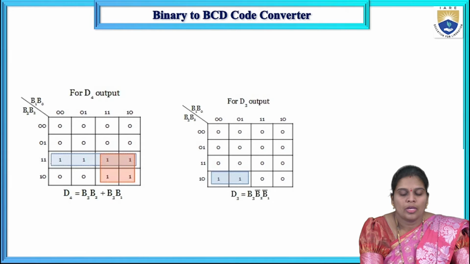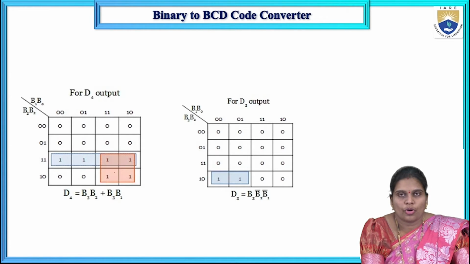0001, 1110. So here, for this D4, only the MSB bits are 0 from the 10, 11, 12, 13, 14, 15. Now 0, 1, 2, 3, 4, 5, 6, 7, 8, 9, 10, 11, 12, 13, 14 and 15. So all these minterms are present in D4.